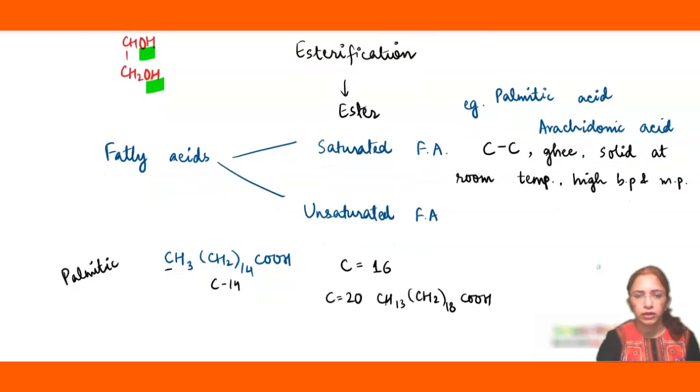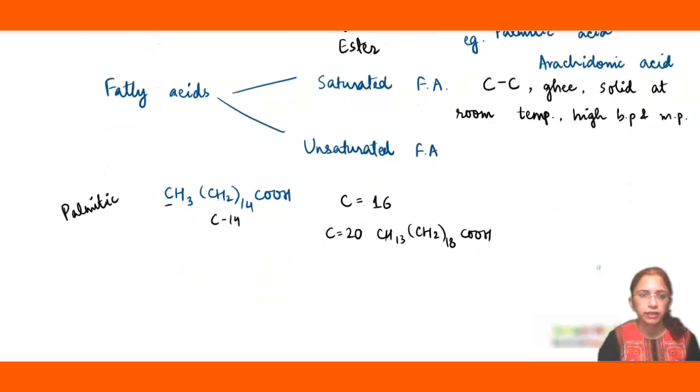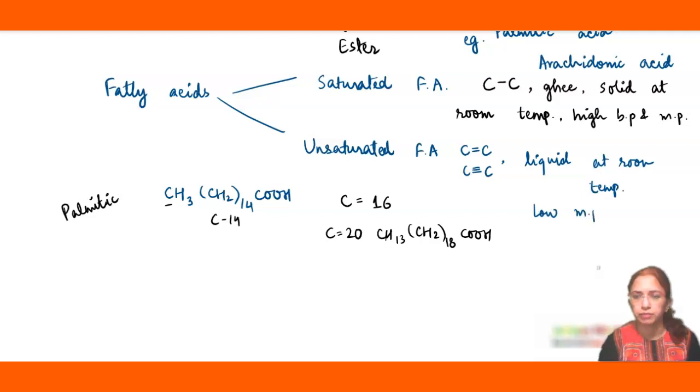Fine. Now another thing, saturated fatty acids. Saturated fatty acids you have already understood. Let's come on to unsaturated now. Unsaturated fatty acids may contain double bonds or triple bonds in their structure, and they are liquid at room temperature, because they have low melting point and boiling point.